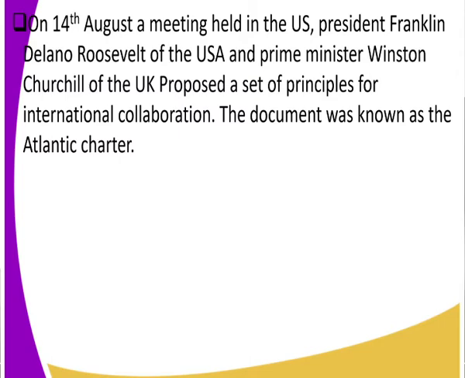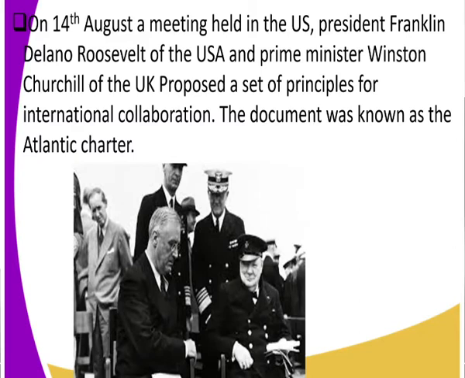From the word Atlantic. The signing of the document took place during a secret meeting in a gunboat in the Atlantic Ocean. So it was a secret meeting between Roosevelt and Winston Churchill in the Atlantic Ocean. Let us see those two, the US president, Roosevelt, and also Winston Churchill, the UK Prime Minister. They held that secret meeting and signed the Atlantic Charter, whereby they set principles of international cooperation.